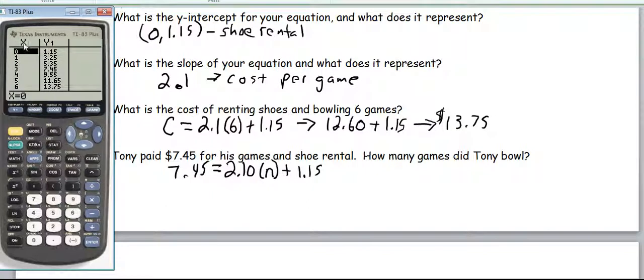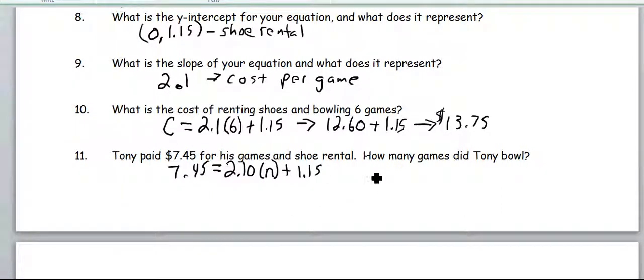Now here I have x values, that's number of games. Y values, total cost. So we see right here, 0, before I even bowl one game, I have to pay my $1.15 for shoes. Now, let's look. It's 7:45. I'm going to come down here, 7:45, and I see that it's right there. I'm going to go right one to see how many games that is. Oh, and look at that. It is 3 games. So, 3 games cost $7.45.